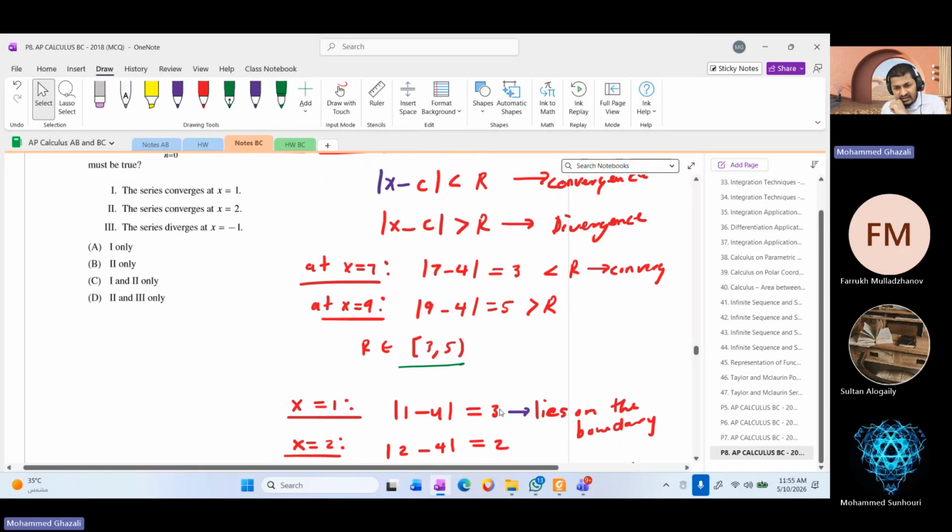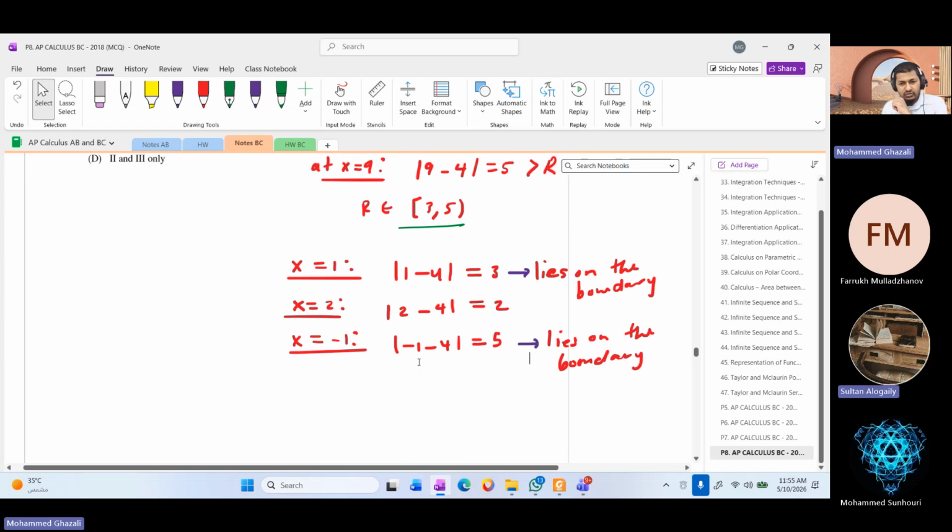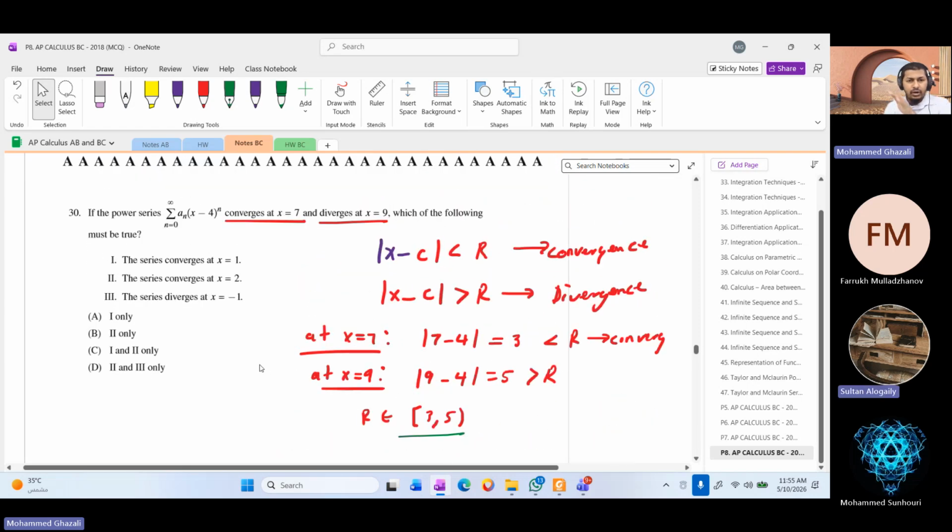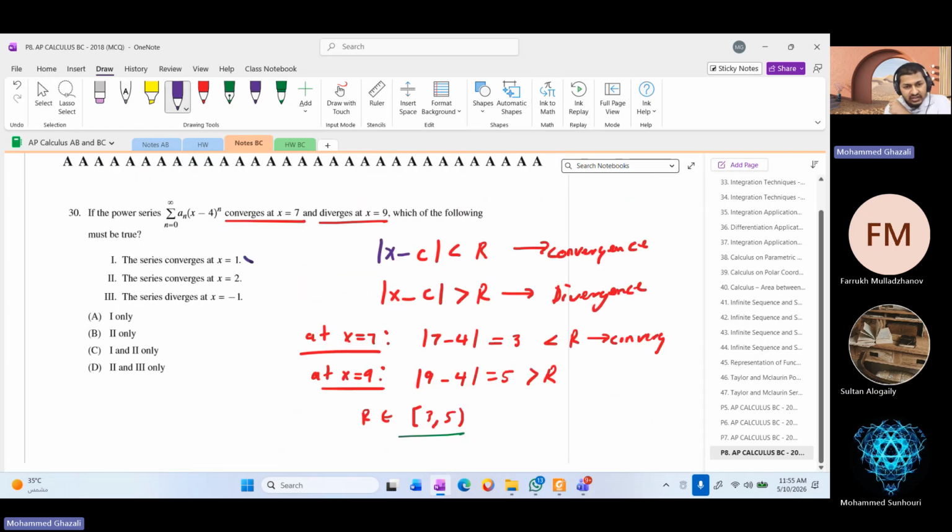See, it's equal to 3. That one is equal to 5. Both of them lie on the boundary, so it can converge or diverge. Yeah, so this one and this one are out. So the only option is this. So option number 2, 2 only.